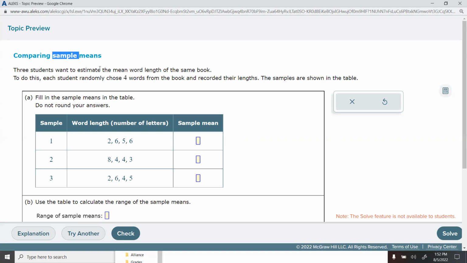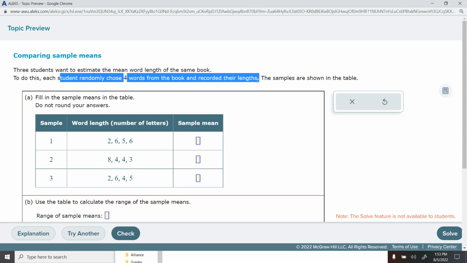Okay, so 3 students want to estimate the mean word length of the same book. They all have a copy of the book, and none of them want to actually count all the words one at a time. They want to use statistics to save time. So they're going to use different samples. To do this, each student randomly chose 4 words from the book and recorded their lengths. The samples are shown in the table below.